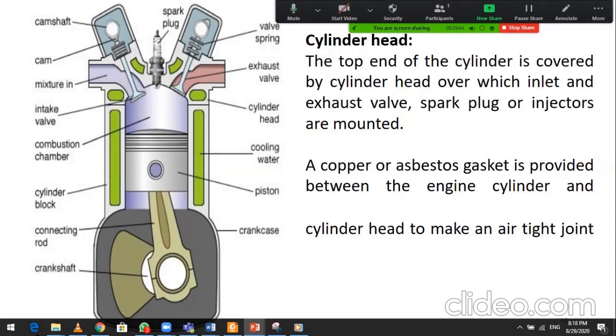The top end of the cylinder is covered by the cylinder head. The cylinder head is the cover over which the inlet and exhaust valves and the spark plug or injector are mounted. A copper or asbestos gasket is provided between the engine cylinder and the engine cylinder head to make an airtight joint.